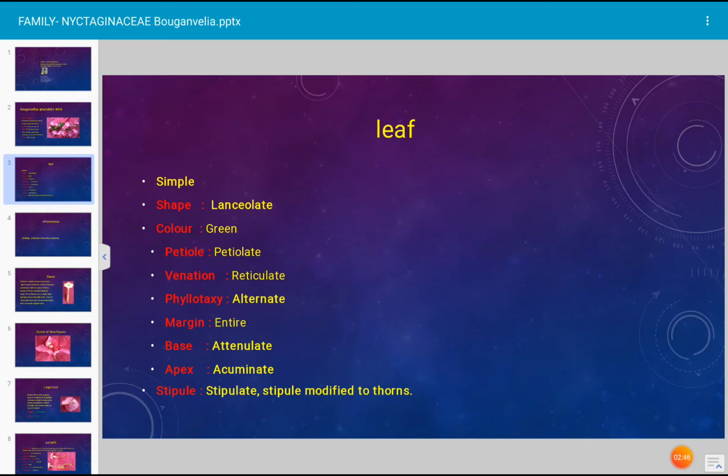The base of the leaf is attenuate. When the leaf has a concave or tapering base, that is described as attenuate in taxonomic language. And the leaf apex is acuminate. Acuminate means it possesses a long, pointed, tapering apex. That is the acuminate apex of the leaf present in Bougainvillea, family Nyctaginaceae.